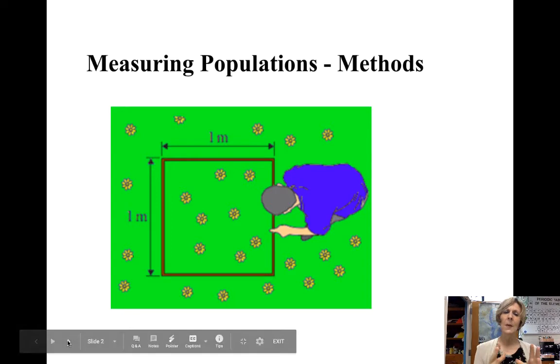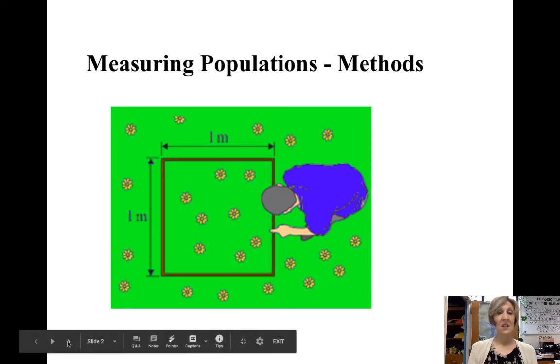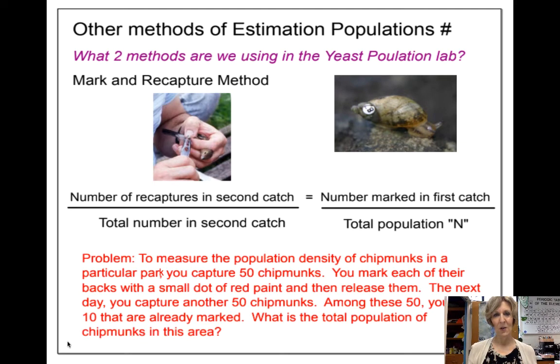I want to talk a little bit about measuring populations. There are lots of different methods for measuring populations, and one of them is to just physically count. You can measure off a square, usually a meter by something, of something macroscopic that you can see, and you can physically count. But sometimes that's a little bit difficult to do.